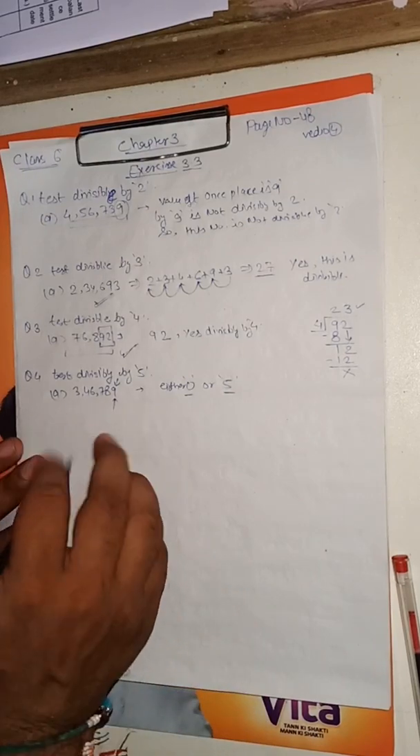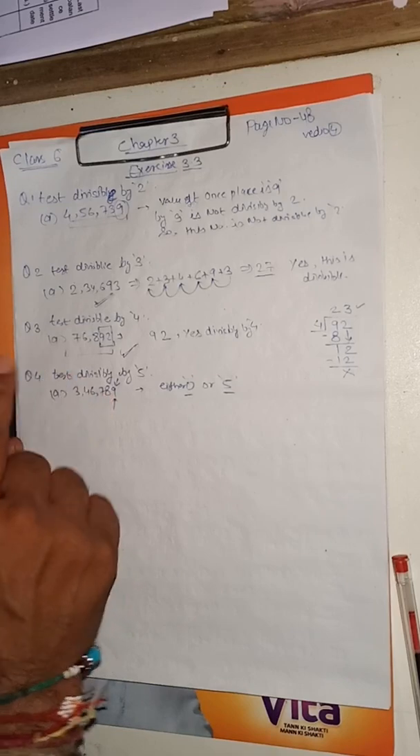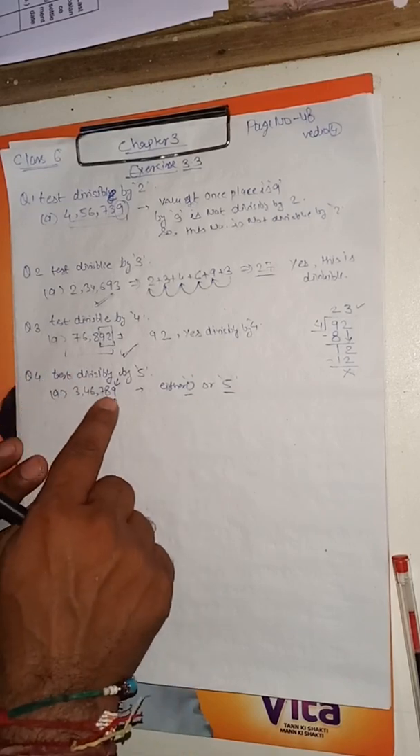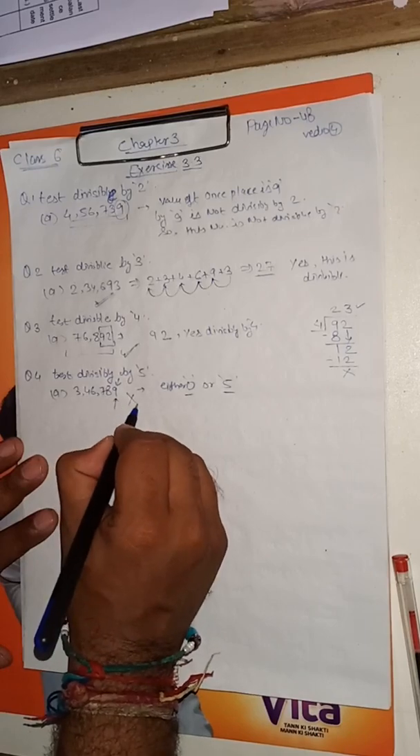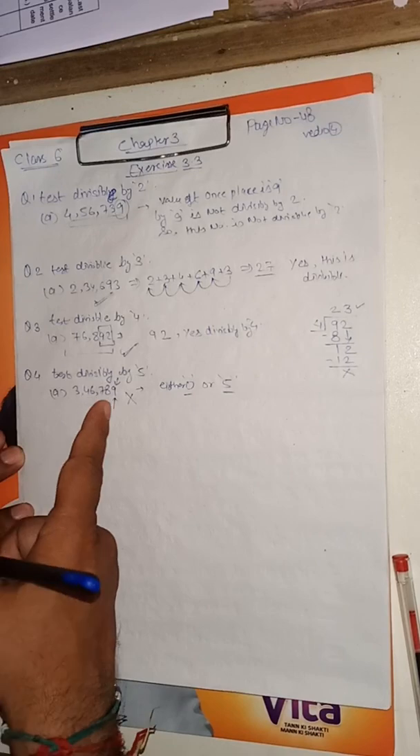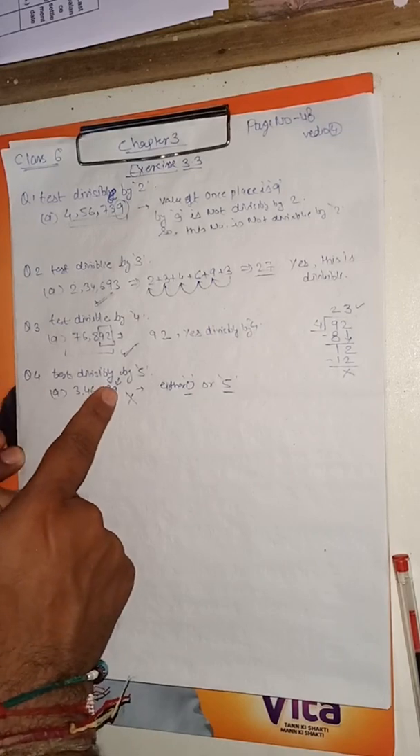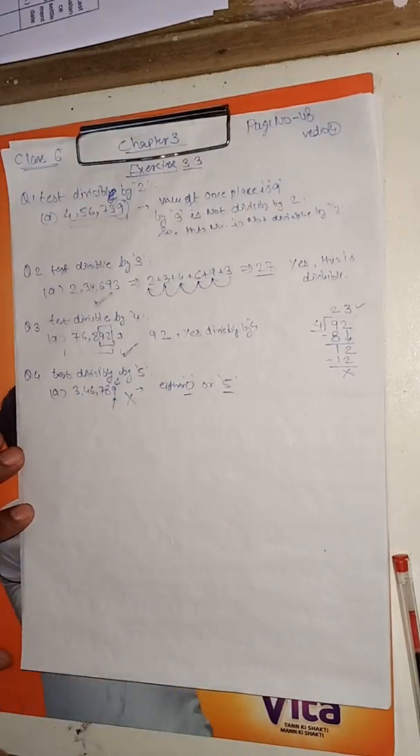Is there 0 or 5 at the ones digit in this number? Is any one of these digits, 0 or 5, there? No. So this number is not divisible by 5. Okay, the number which has 5 at its ones place, that number is divisible by 5.